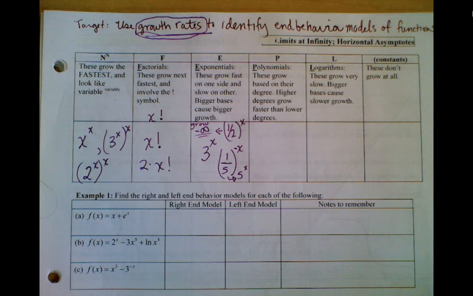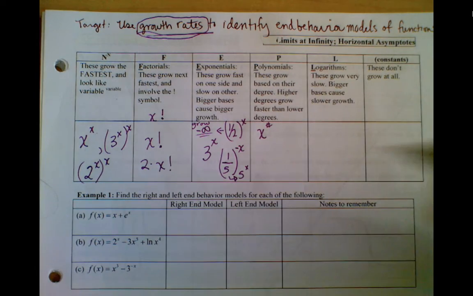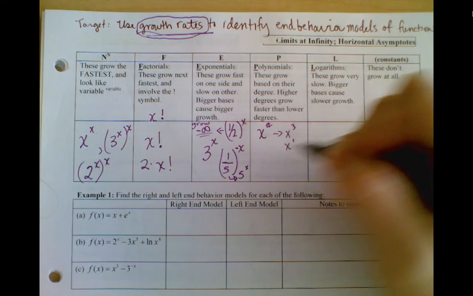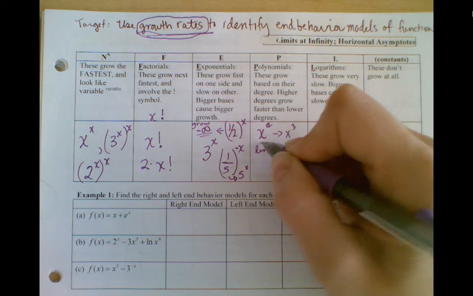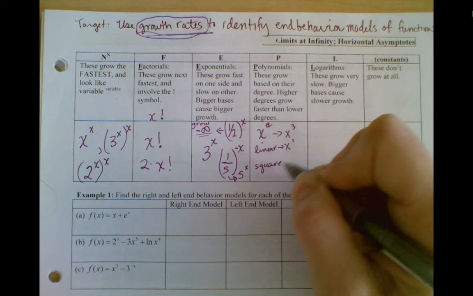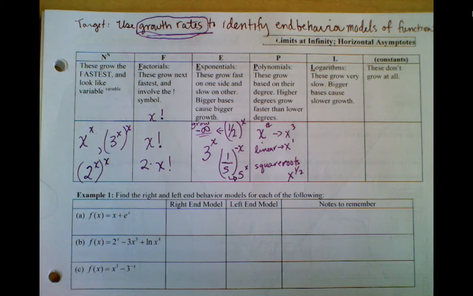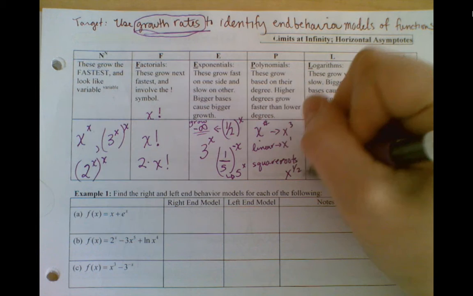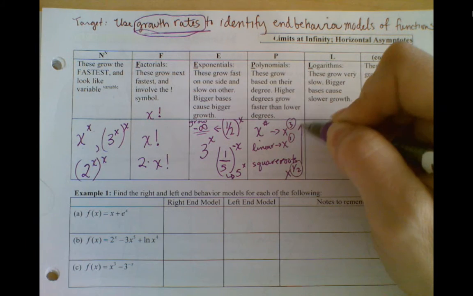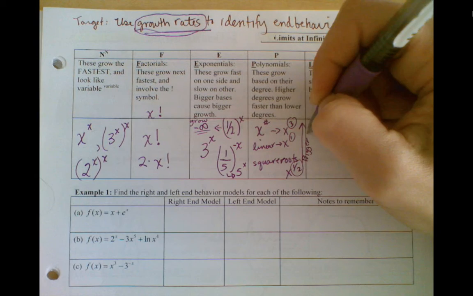Polynomials, we've been looking at polynomials forever, where you have x to some number. So that could be x cubed, it could be x to the first, that would be linear. This may also include square roots, so that would be x to the 1/2 or to the 1/3 or anything to a fractional exponent. And as this number gets bigger, it grows faster.